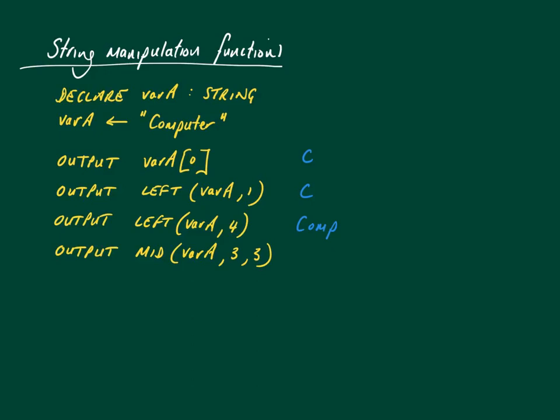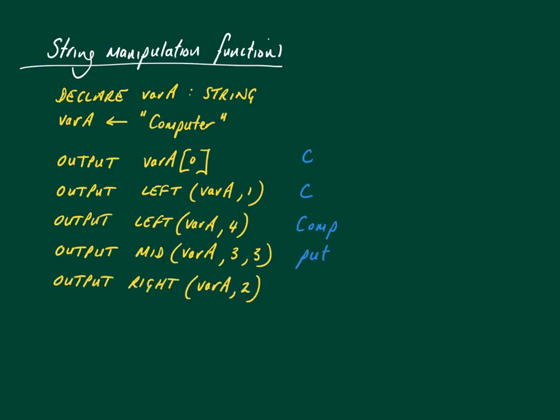In the next string manipulation example, we've got a function called mid, and what mid does is it will give you a substring of variable a, which is computer. It starts at the first number position, so that would be 0, 1, 2, 3, so that's P, and then it will output the next 3 letters, so P, U, T, and so we should get an output of put.